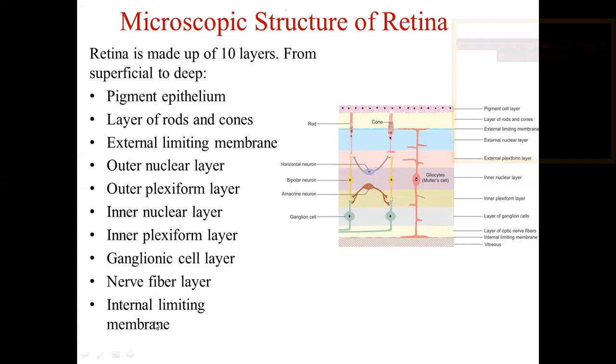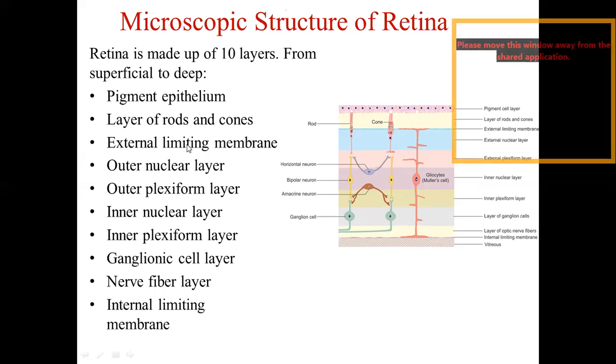So you can remember as 10 layers, starting from superficially there is pigment epithelium, then layer of rods and cones, then external limiting membrane, outer nuclear layer, outer plexiform layer, inner nuclear layer, inner plexiform layer, ganglionic cell layer, nerve fiber layer, and then the internal limiting membrane.